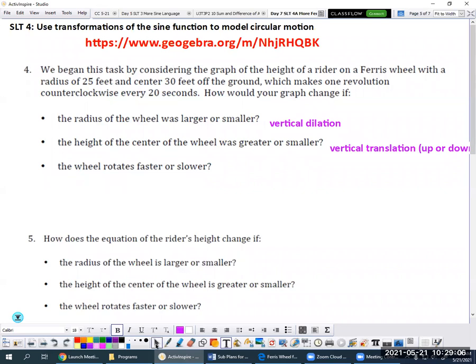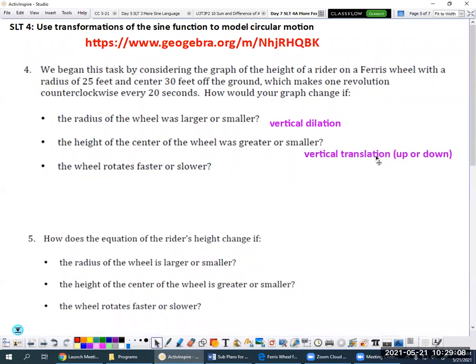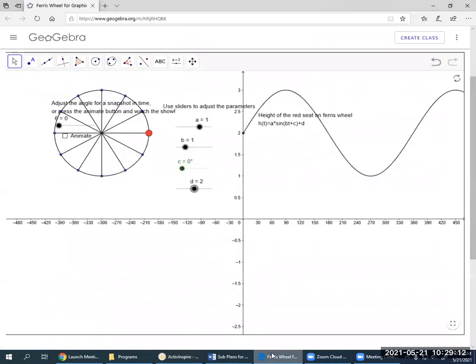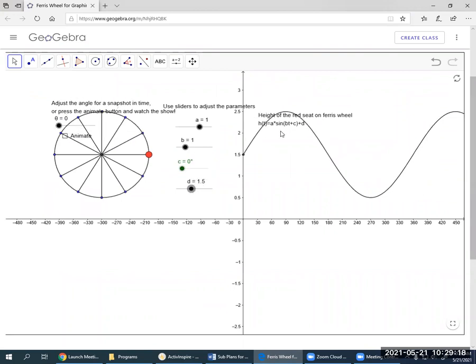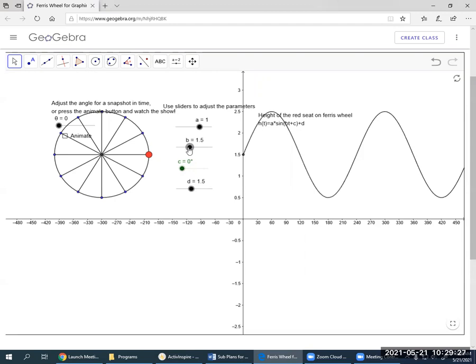All right, now what if the wheel rotates faster or slower? I kind of love this one a lot. This one might be my favorite. So let me go back to my Ferris wheel and let's bring it to 1. If I'm rotating my wheel faster or slower, you're not touching this C here. You're going to touch this B one. Don't touch C.